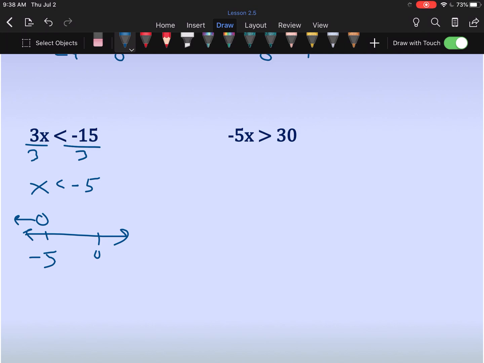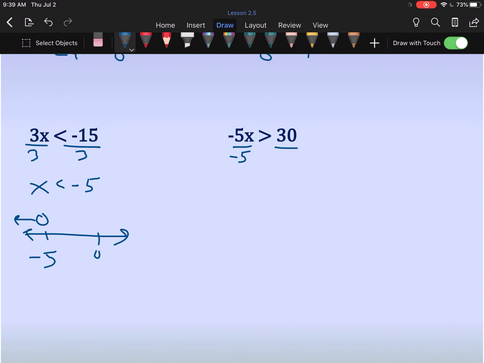And we really should be checking our answers as we go here. And by that I mean picking something that is, in this case, less than negative 5 and making sure it's true. So if I do that, and we'll go with like negative 6 is less than negative 5, 3 times negative 6 is negative 18. Is negative 18 less than negative 15? Yes, it's further to the left. That means it's smaller. So that works out.